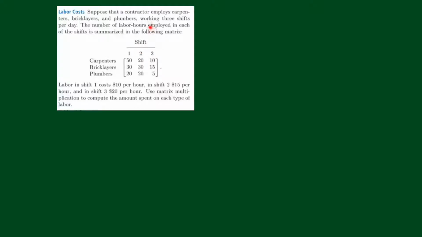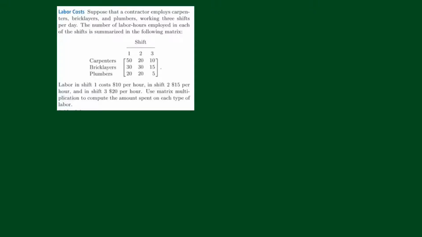And then this says what? The number of labor hours in each shift. So for carpenters in shift 1, there's 50 labor hours. For carpenters in shift 2, they'll put in 20 labor hours, and carpenters for shift 3, 10 hours. So I think we see how to read that. So what does the 5 stand for? That's the number of labor hours that plumbers will put in shift 3.